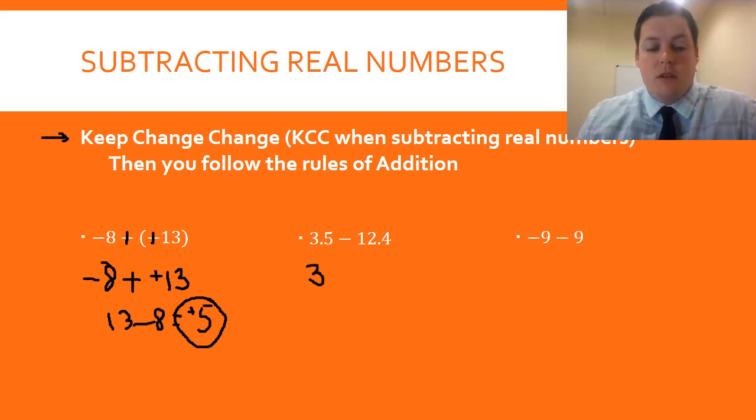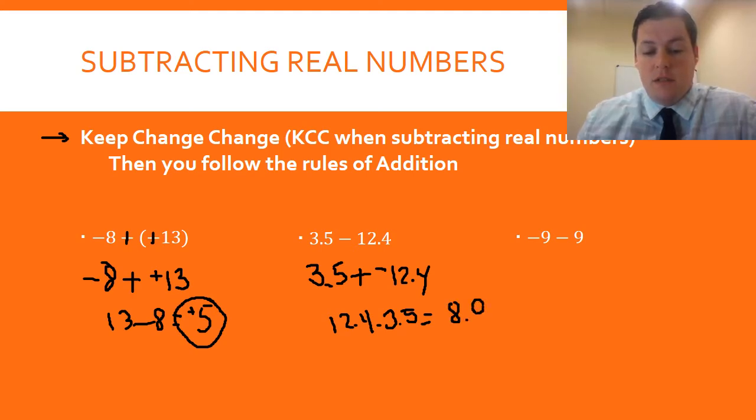Here's another example. We're going to keep the first number. We're going to change the operation, and we're going to change the value of the second number. Keep, change, change. Now we have 3.5 plus 12.4. Signs are different. We're going to find the difference. We should have 8.9. And we're going to keep the sign of the larger valued number, which is 12.4. And that's negative. So our answer is negative 8.9.